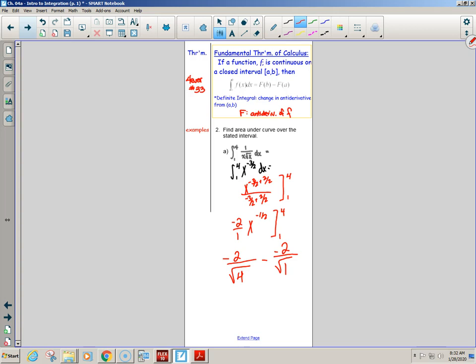Now, if it was switched, if it was 1 on top and 4 on bottom, which is backwards, the subtraction would be backwards, which means the sign would be opposite, which is where that property comes from. We're subtracting a negative. It's the same thing as adding. Square root of 1, 1 to any power is always 1. That's just going to be 2 over 1. And then this one, square root of 4 is 2.